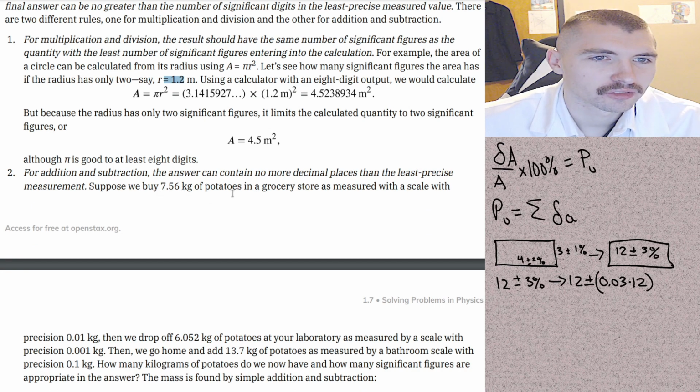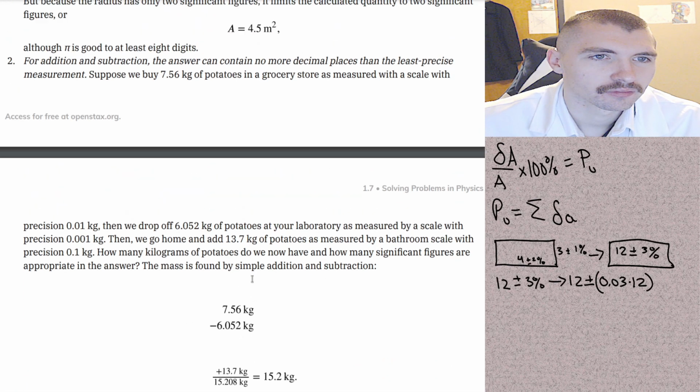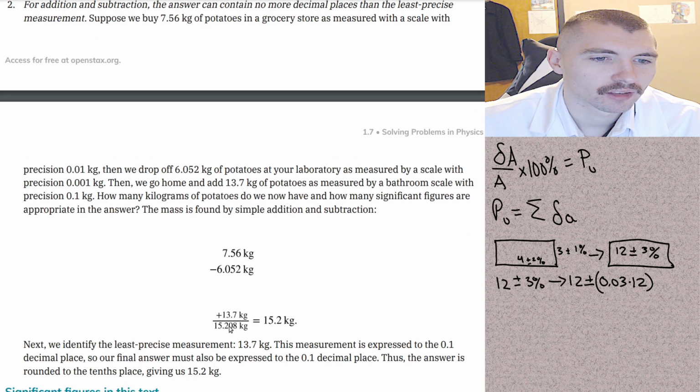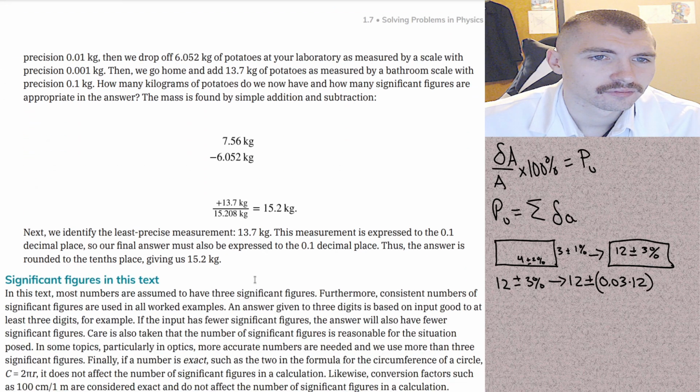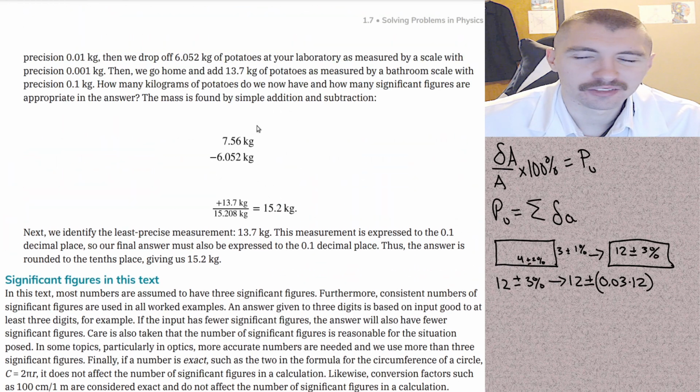For addition and subtraction, the answer should contain no more than the least precise decimal place. By 7.56, then drop off 6 point this. Go home, add 13.7. So you're getting... okay. So not really sure. I think they could have written this part better.